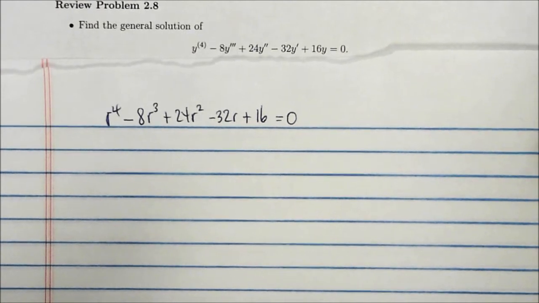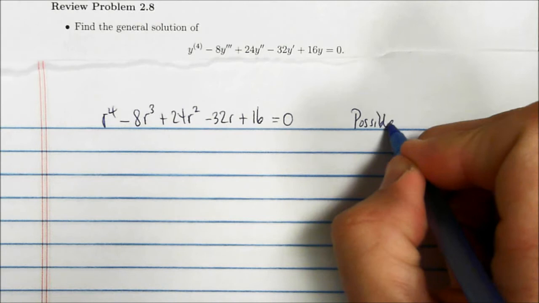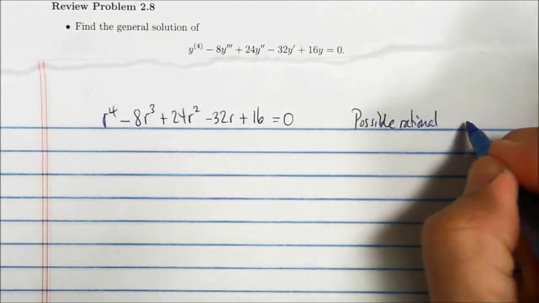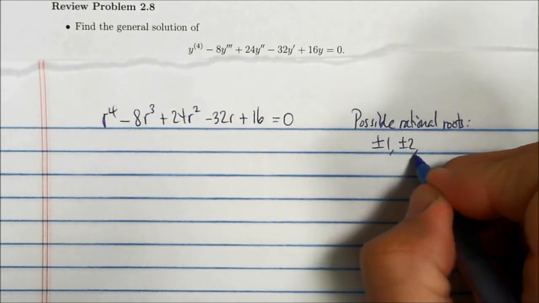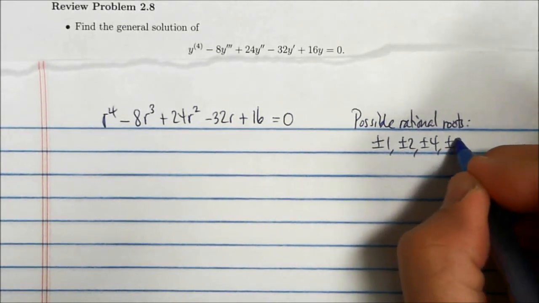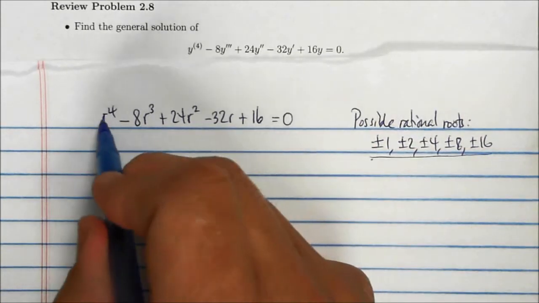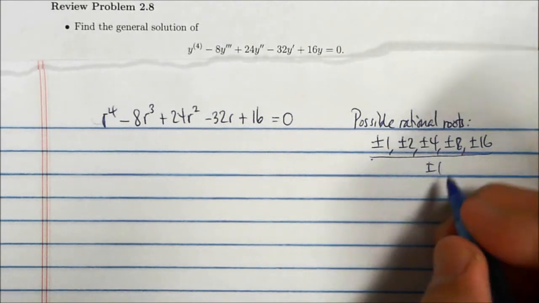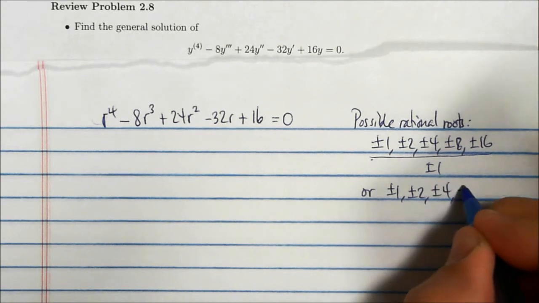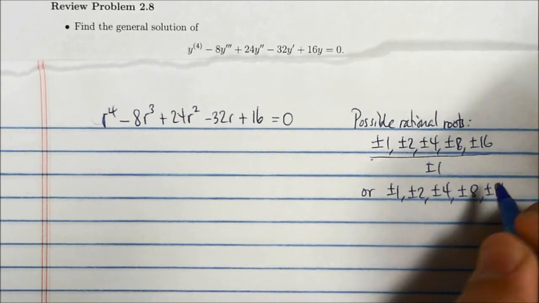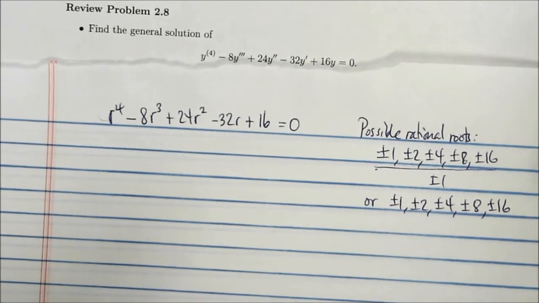The technique that we use is to first find the possible rational roots. So the possible rational roots are going to be things that go into 16, plus or minus 8, plus or minus 16. So these are the factors of 16, divided by things that go into the leading coefficient, which is only plus or minus 1. So I have a total of 10 possible rational roots. All right, let's start testing.